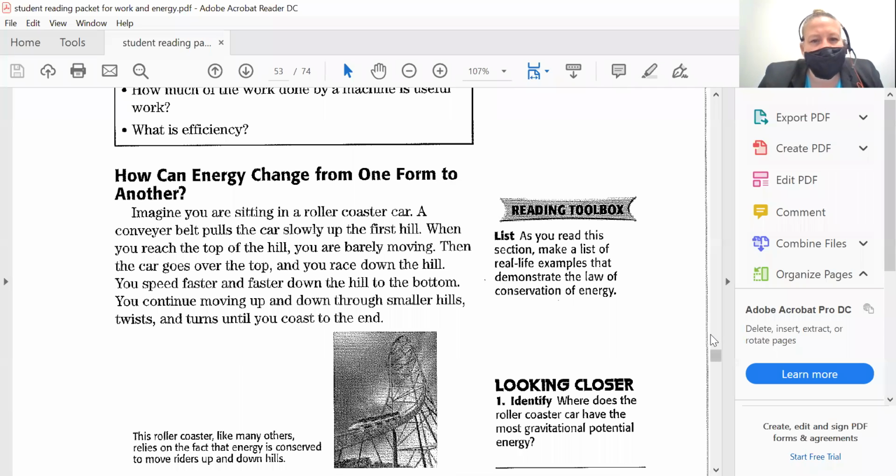Imagine you are sitting in a roller coaster car. A conveyor belt pulls the car slowly up the first hill. When you reach the top of the hill, you are barely moving. Then the car goes over the top and you race down the hill. You speed faster and faster down the hill to the bottom. You continue to move up and down through smaller hills, twists and turns until you coast to the end.